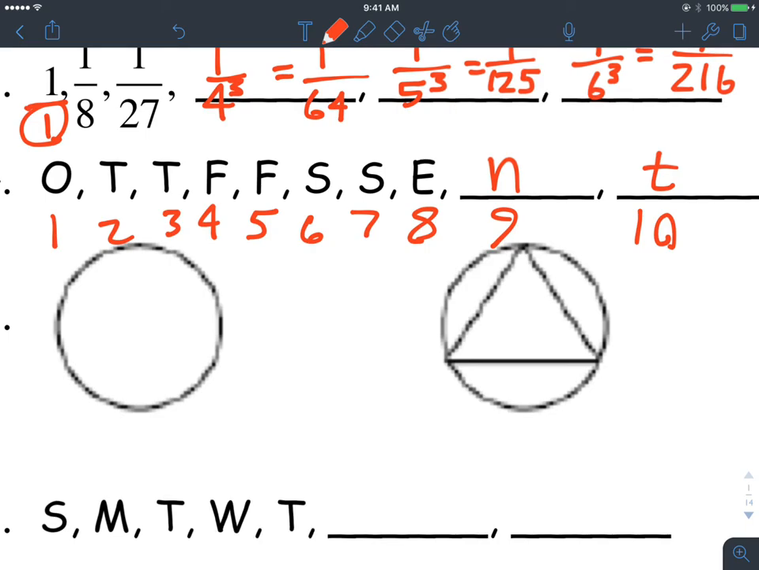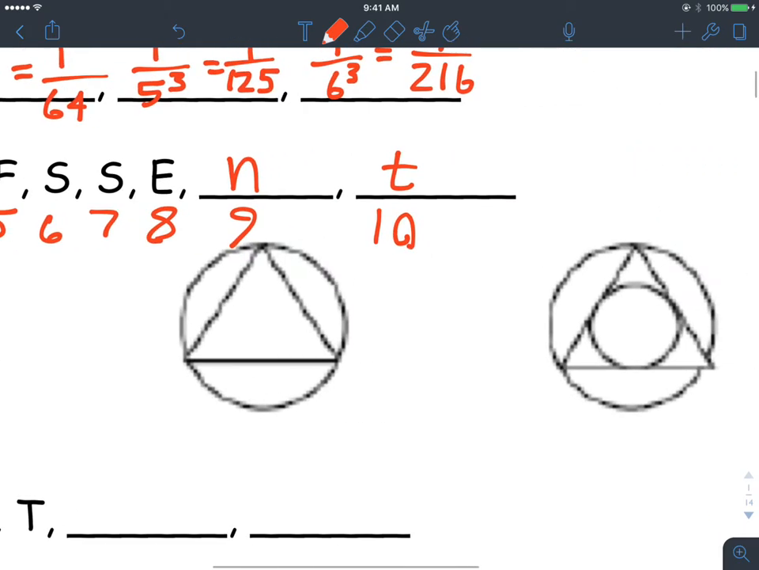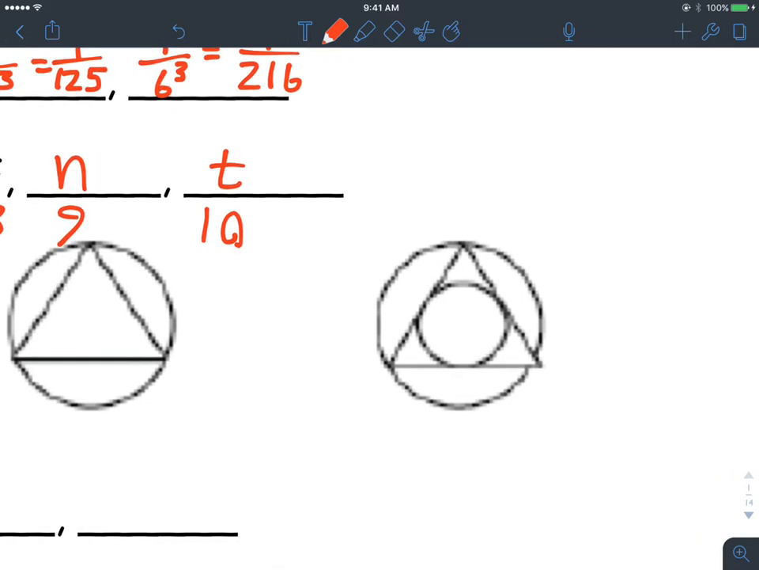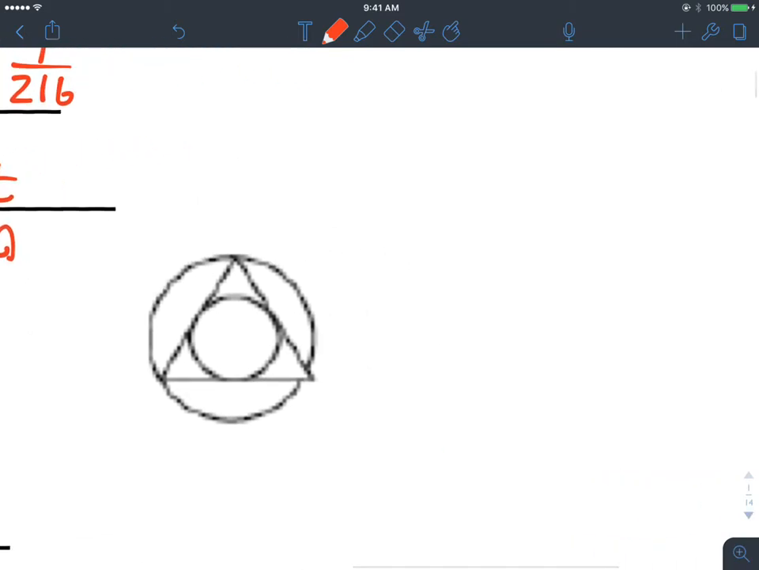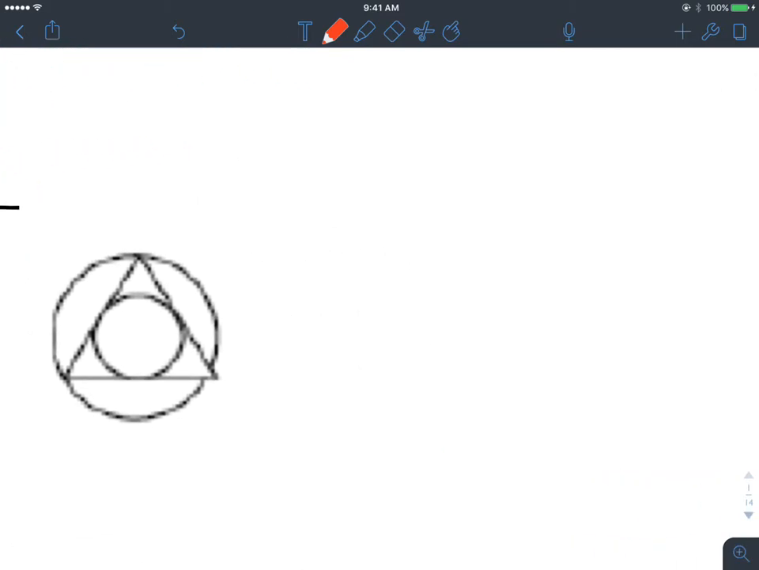All right, so let's see here. We got these shapes here. You'll see these every now and then. You got a circle, and then a triangle inside of that. And then after that, you got a circle, triangle, and then another circle going on there. So I think the next one here, we're going to go circle. Please excuse my sloppy circle. It's kind of hard to do on the iPad.